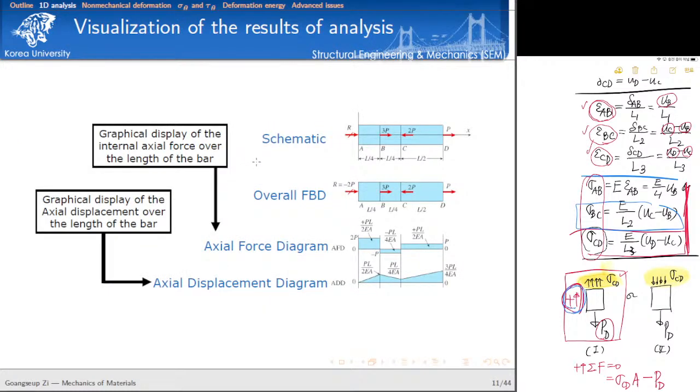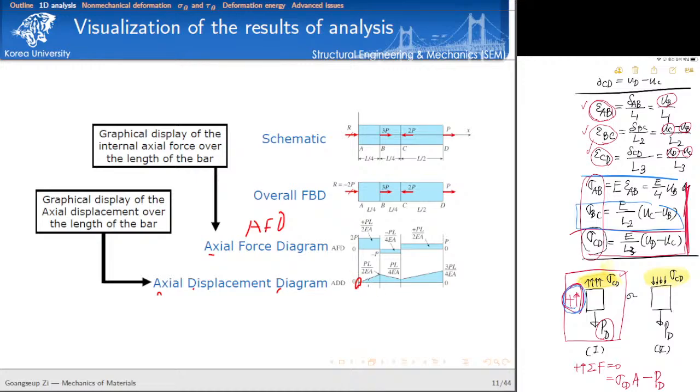Okay, so once you finish the analysis, then we can plot the distribution of axial force. This is called axial force diagram. Okay, axial force diagram. Simply we call AFD. So we'd like to plot the internal forces. And then also we can plot the axial displacement diagram. Please note that we calculate only nodal displacement.